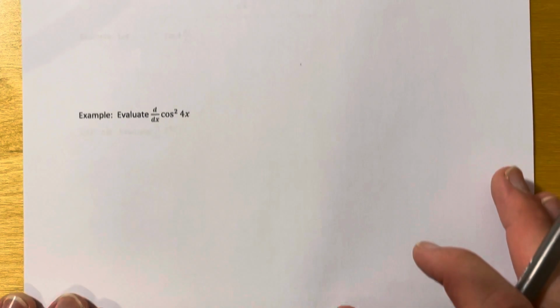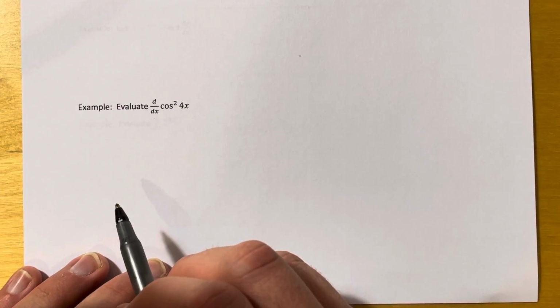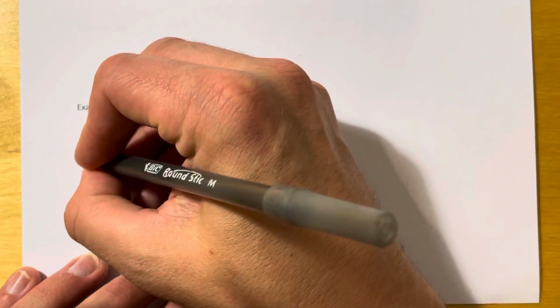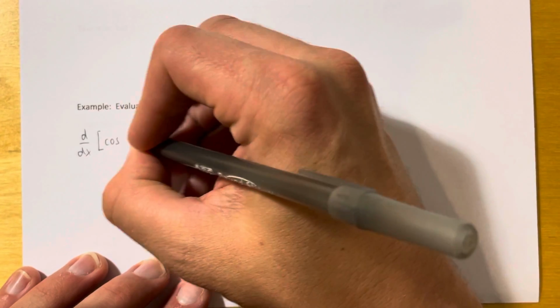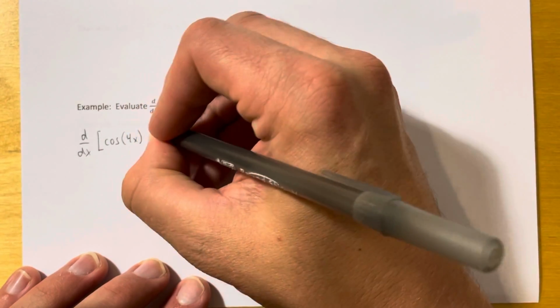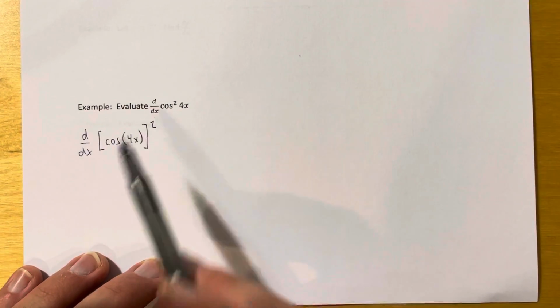Okay? Here's another example. What we're going to start seeing here is compositions of more than just two functions. Instead of functions of the form f of g of x, we're going to be looking at functions of the form f of g of h of x. So composition of a composition. It may not initially look that way, but what I'm going to do is rewrite it. So d dx of cosine squared of 4x is the same thing as cosine of 4x, quantity squared. Remember, the notation here means the same thing as this.